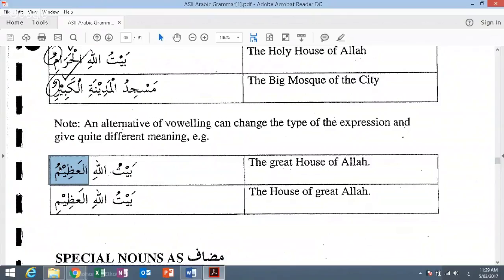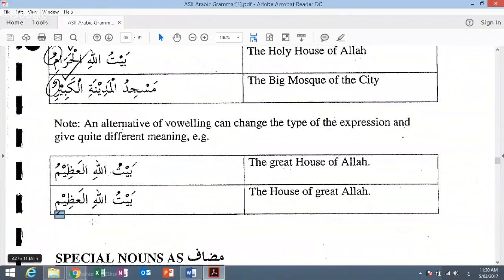Now, the second thing, see al-azimu again on the screen. Al-azimu is marfu, isn't it? This means this al-azimu is sifa of Bait basically. But if we put the kasra here on mim, then that will be sifa of Allah, not for Bait. So see the second example. Baitullahil Azimi. So this Azimi is sifat of Allahi, not for Baitu.